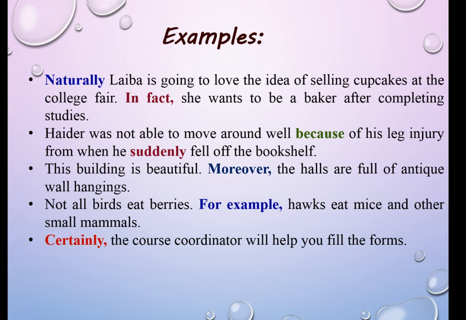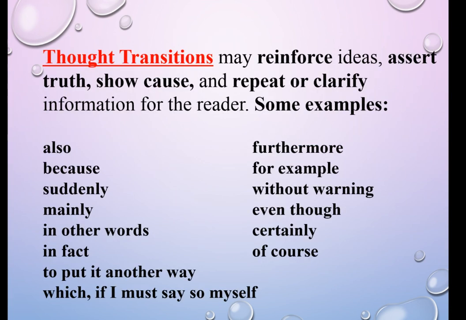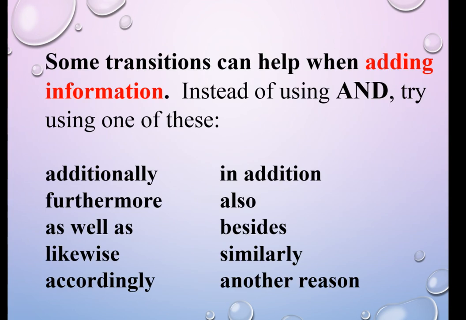Not all birds eat berries. For example, hawks eat mice and other small mammals. So in order to clarify what you have already said, you use the transition phrase for example. Certainly, the course coordinator will help you fill the forms. Again, asserting a fact that certainly, since it's his job, he is going to help you fill the forms. Alright, so these were some examples of thought transitions, and now moving on to the next category.